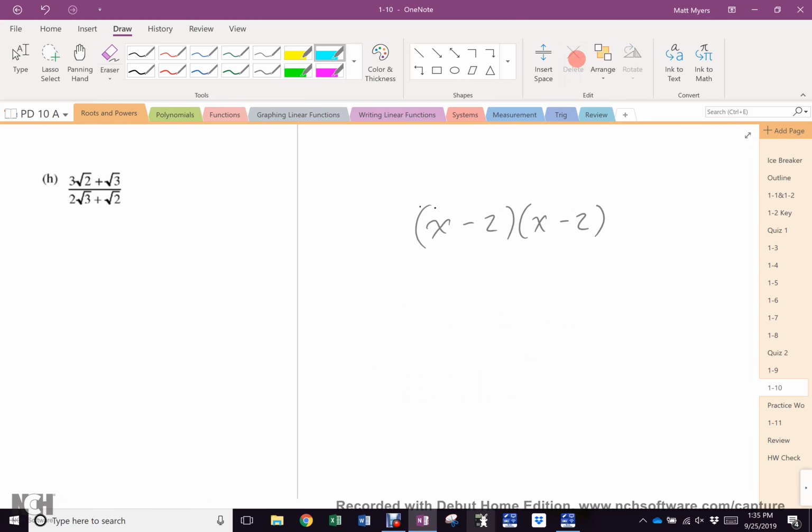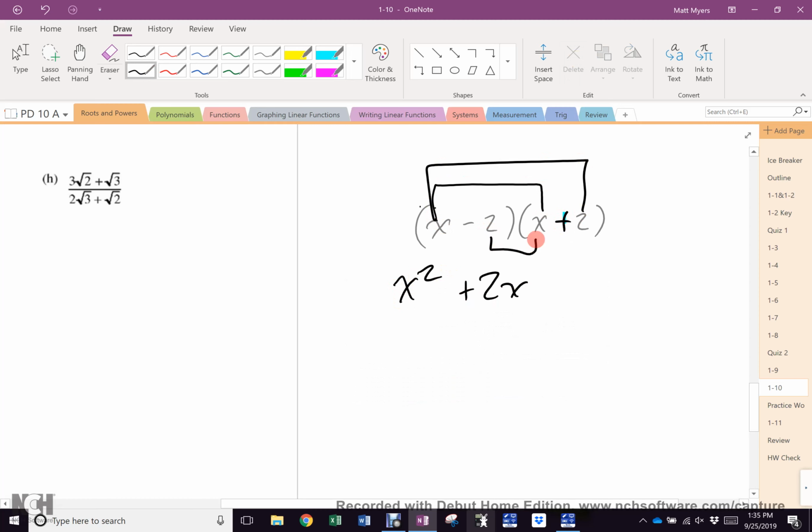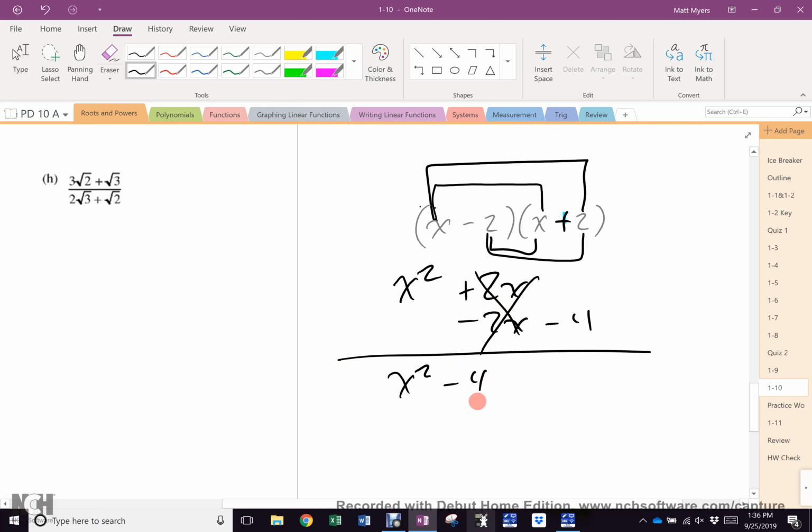Well, what is my only other option for an operation between these two terms? Negative didn't work. Let's see what happens. What is x times x? X squared. What is x times 2? Plus 2x. What is negative 2 times x? And what is negative 2 times positive 2? What happened? It's gone, because 2 minus 2 is 0 x's. Minus 4, yes?